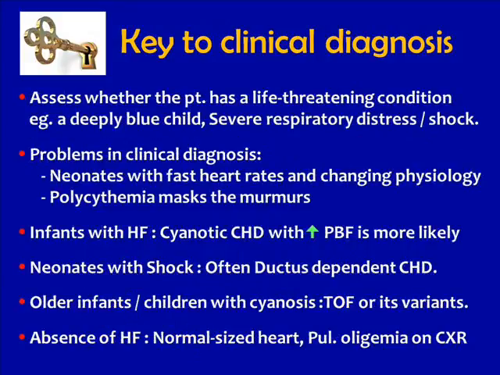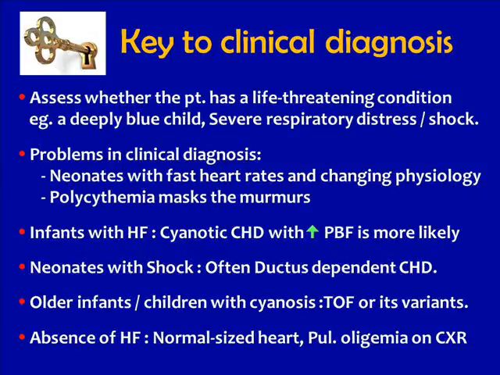Assess whether the patient has a life-threatening condition immediately. Example, a deeply blue child, severe respiratory distress or shock indicating a PDA dependent circulation. The problems in clinical diagnosis occur because neonates have fast heart rates and changing physiology, and polycythemia could mask the murmurs. Infants with heart failure, then it is usually cyanotic congenital heart disease with increased pulmonary blood flow. Once more emphasizing, if you find a neonate with congenital heart disease, cyanosis with shock, it is a ductus dependent congenital heart disease.